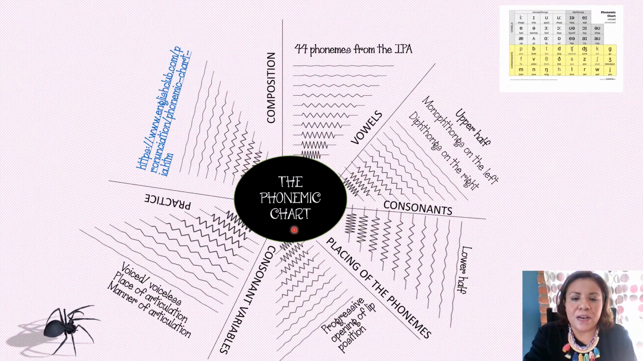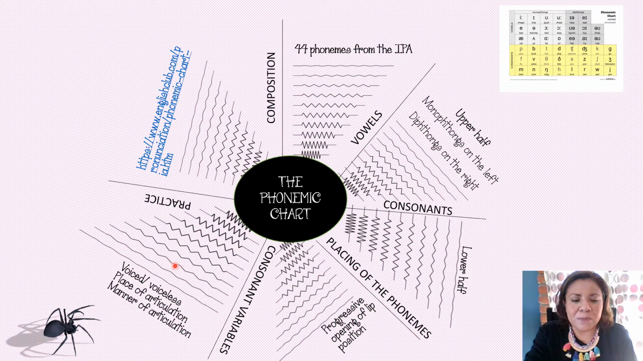In this first spider web map, we have the phonemic chart, which is basically an abstraction of the 44 phonemes from the IPA. We have the chart here, and it's divided into three parts. In the upper part, we have all the vowels, which are divided into monophthongs and diphthongs. In the lower part, we have the consonants. The placing of these phonemes is according to the progressive opening of the lip position. We have the slightly open on the left and the wide open on the right.